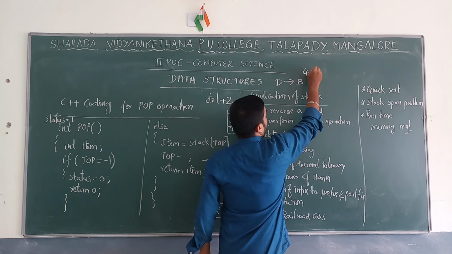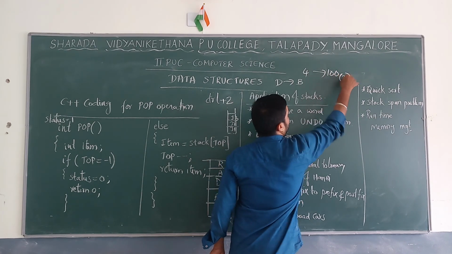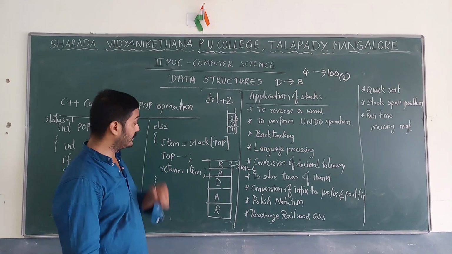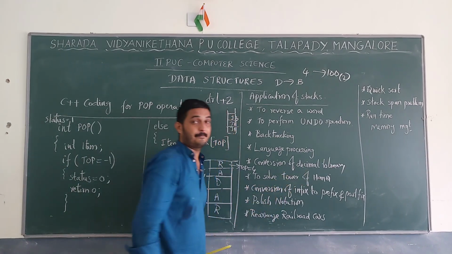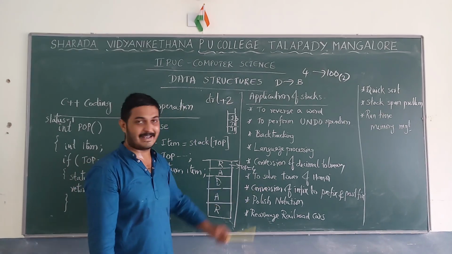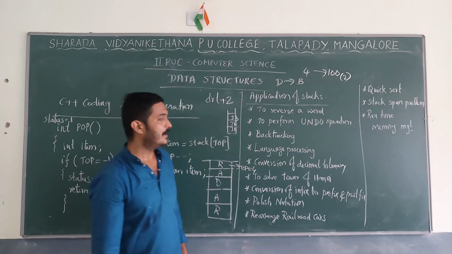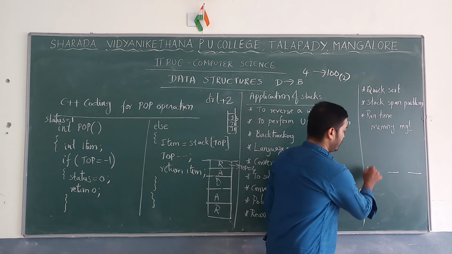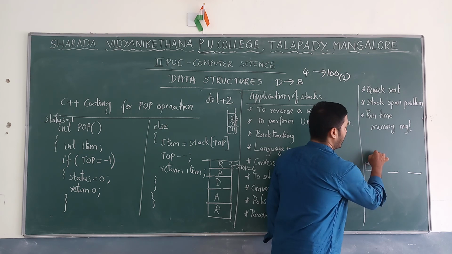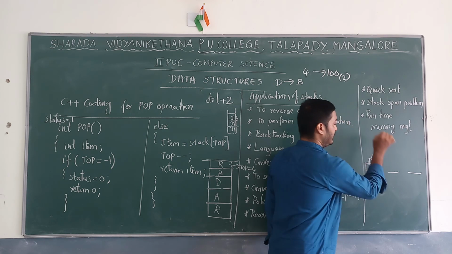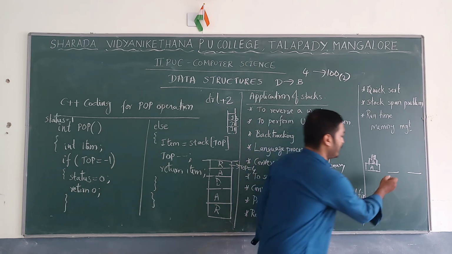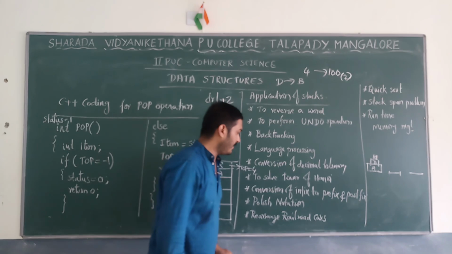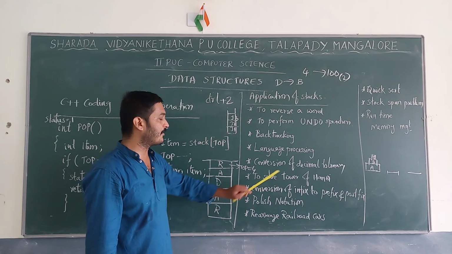For example, 4 is equal to 100 in base 2. To convert decimal to binary, we need a stack. Next one is to solve Tower of Hanoi. Tower of Hanoi is one of the games, and it uses 3 plates and 3 terminals. The 3 plates are arranged like this, A, B, C, and we have to shift these 3 plates to another location. It is called Tower of Hanoi.